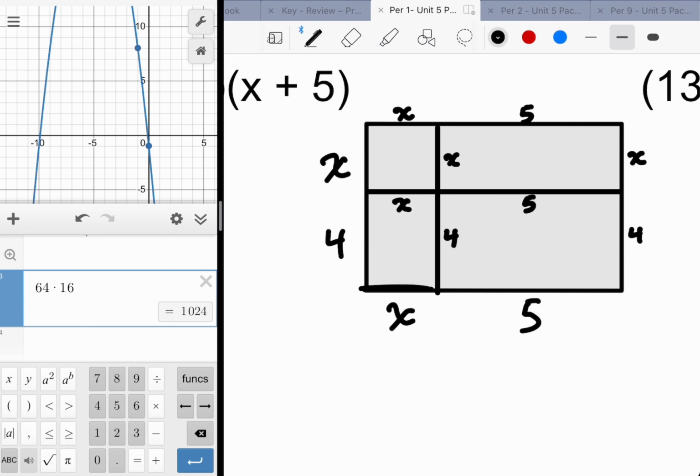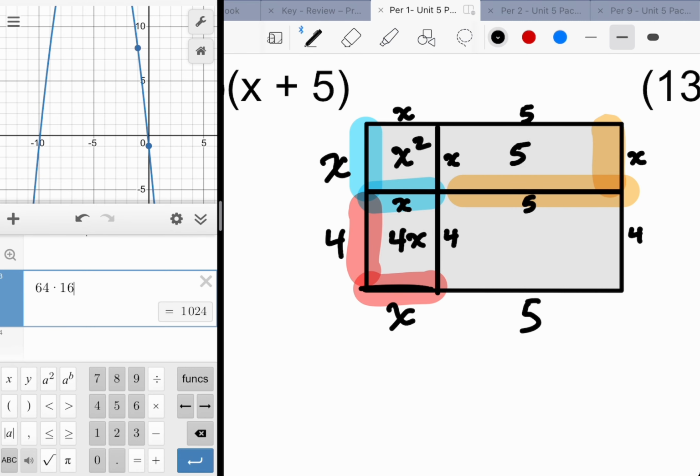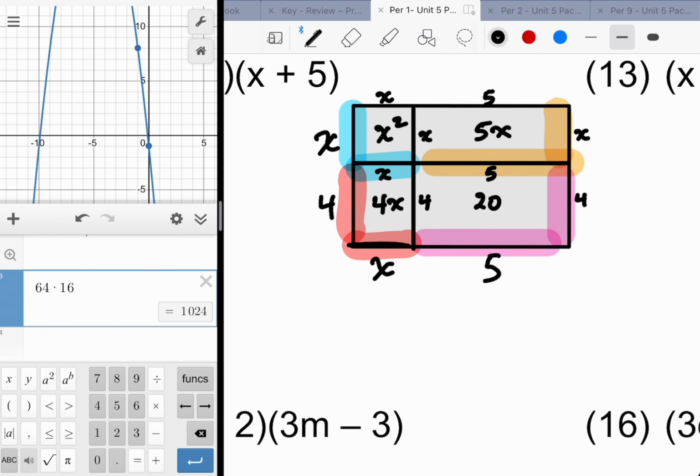So instead of labeling up this entire diagram, which does take time, we just think about it and say, okay, what would that missing dimension be based off the information I have? But now that it's labeled, let's do it. We have x times x, x squared. 4 times x, 4x. We'll do it this way. 5 times x, 5x. And then 5 times 4 results in 20. All right, so now we have all of the areas for this mega rectangle.